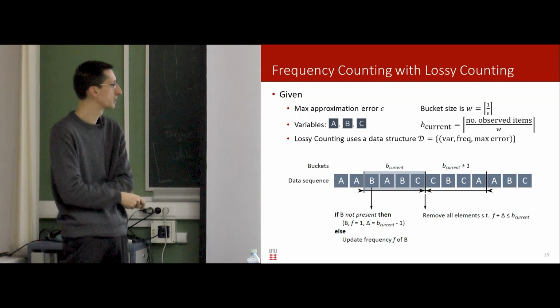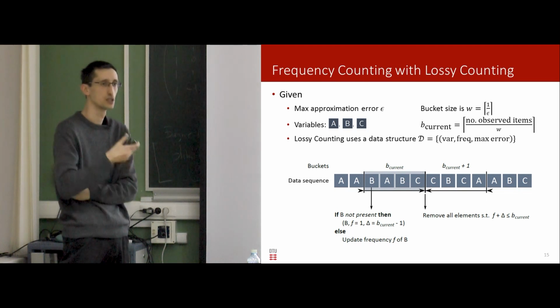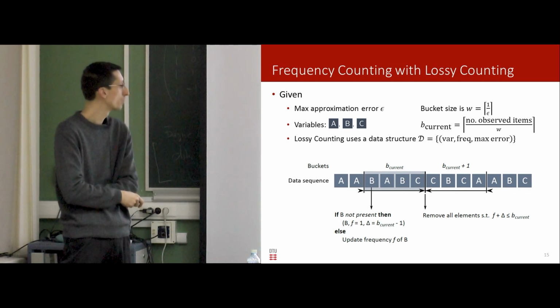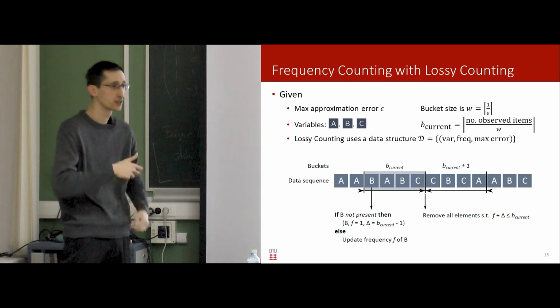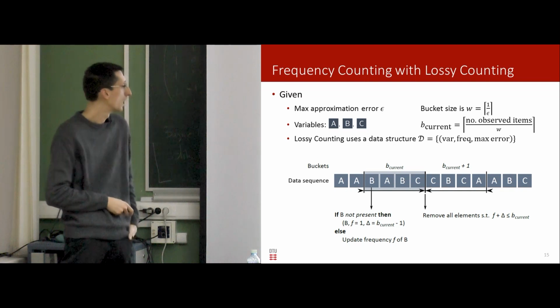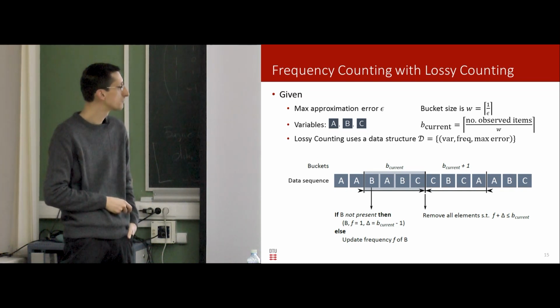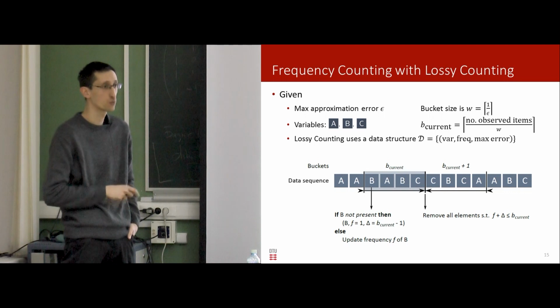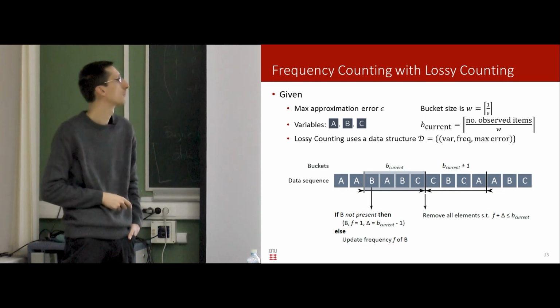So let's say we observe B. If we have B in our data structure, then we can just increment the frequency. If B is not contained in our data structure, then we have to introduce a new tuple in our data structure with B as first component. The frequency is set to 1, because so far we observed only one element. And the maximum error, this delta here, is set to the number of the current bucket minus 1. And with an example in a minute, it will be absolutely clear.